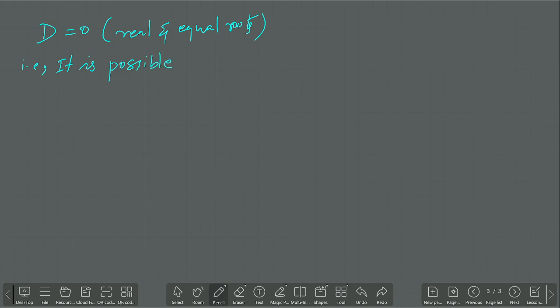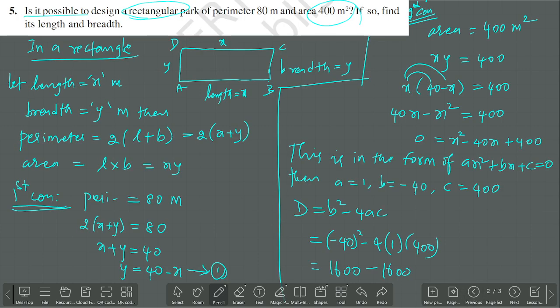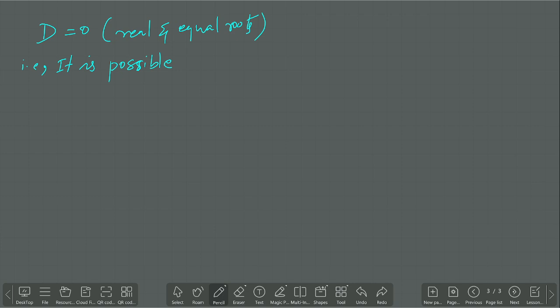When it is possible, where do we have to go? To solve the equation. Then one more time, rewrite the equation here. Not a question, the equation. This one we have to read. So x square minus 40x plus 400 equal to 0. Now we can go for factorization.